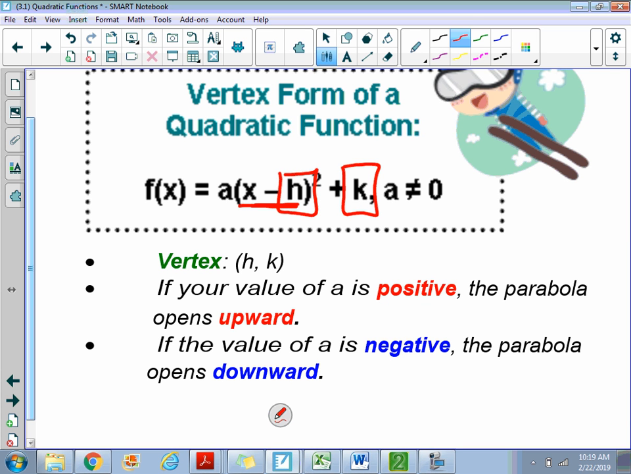If your A value is positive, it's going to open up. If your A value is negative, it's going to open down. So if your A value is positive, you're going to have a minimum value. If your A value is negative, you're going to have a maximum value.